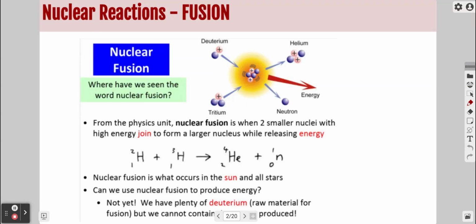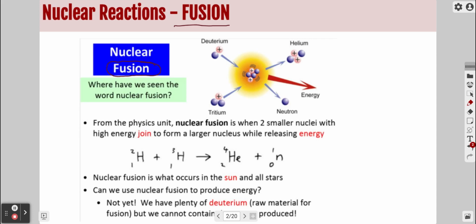Welcome back. This is part 2 of the last lesson in chapter 1 of Unit D. So we're moving on with nuclear reactions. We're going to look at 2 different types of nuclear reactions: fusion and fission. And you would have seen fusion before.